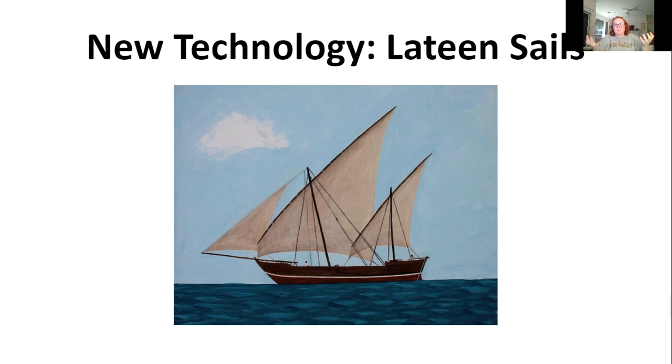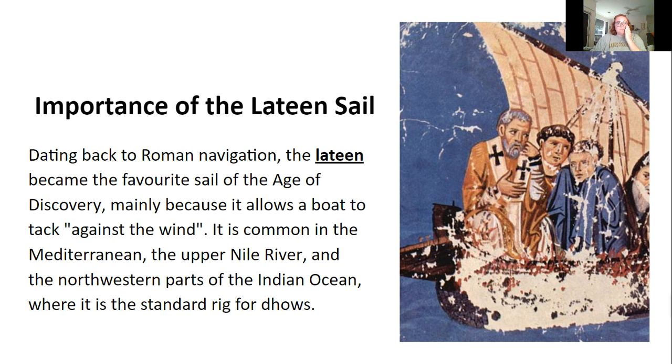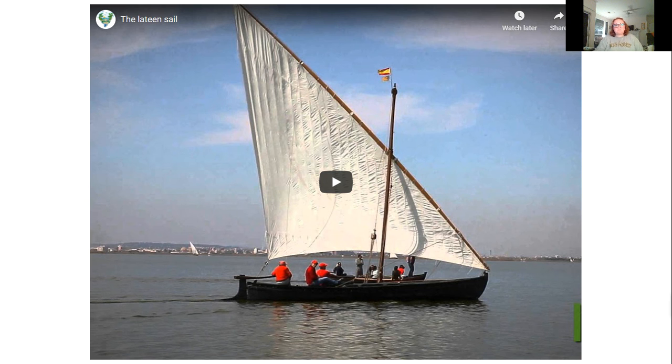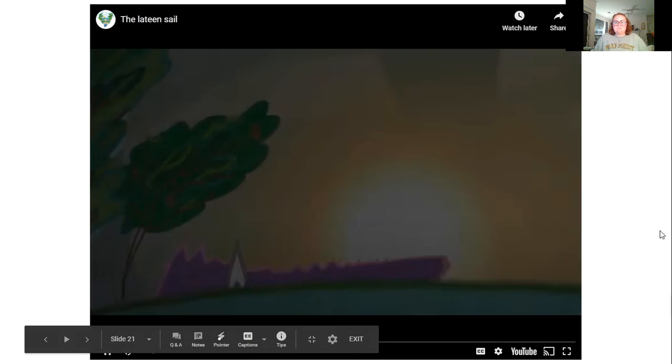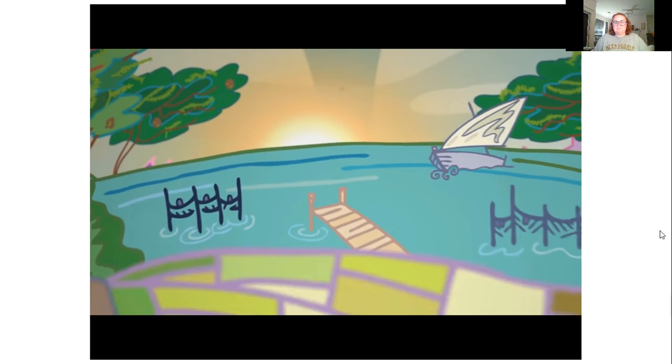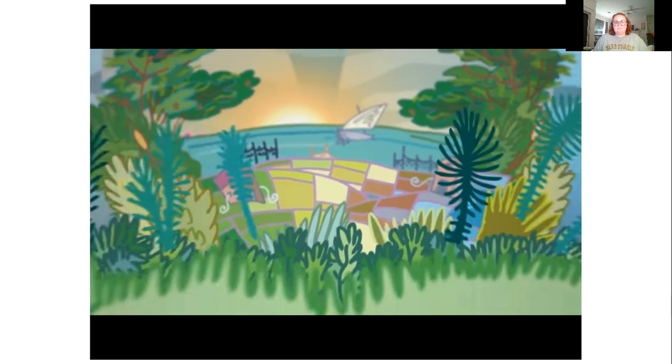No longer were any of these countries cut off from one another. They could fill up a boat and set sail. And one of the things that made this possible were these lateen sails. This is a thicker material to hold up against the strong winds. And it became the favorite sail during the Age of Discovery, mainly because it allowed a boat to tack against the wind. It was very commonly used in the Mediterranean, in the Upper Nile River, and the northwestern parts of the Indian Ocean. This is where it was standard practice on the dhows.